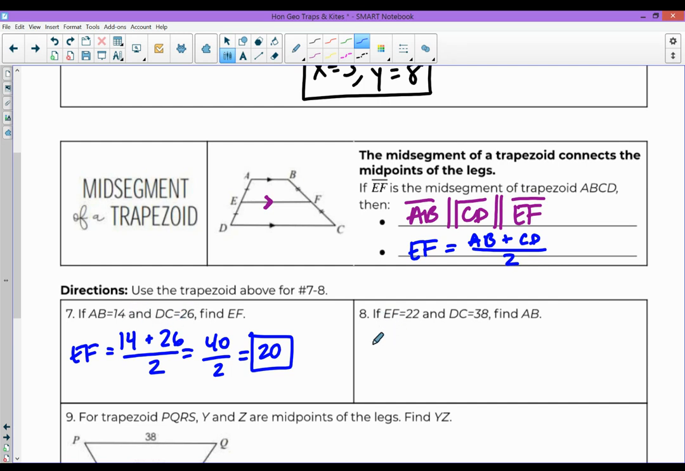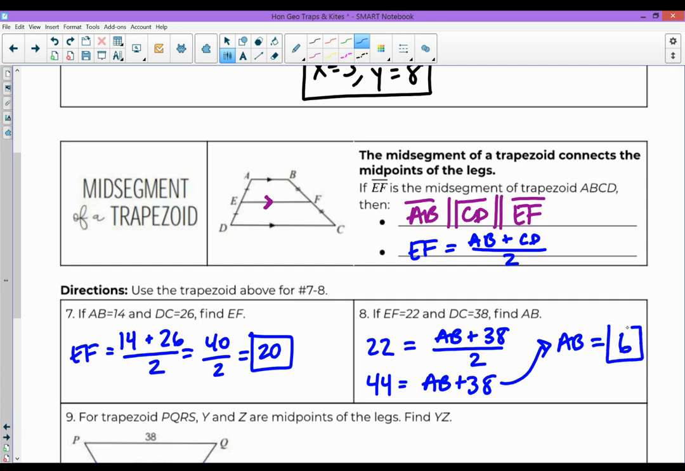All right, here, if the measure of EF is 22, we want to find AB, and we know DC is 38, we can just work backwards from that. So I multiply both sides by 2. 44 is AB plus 38. Subtract 38 from both sides, and we get AB equals 6 units. So that's 16 away from 22, and 22 is also 16 away from 38.